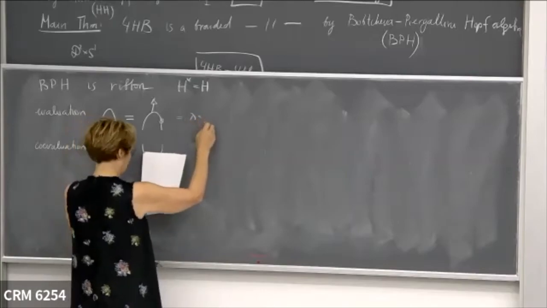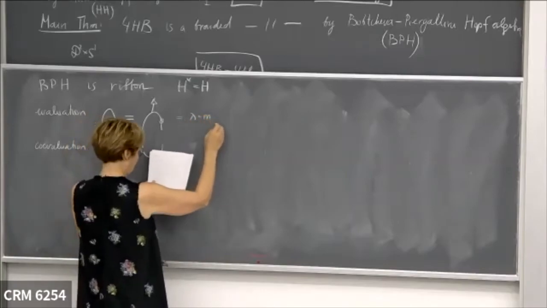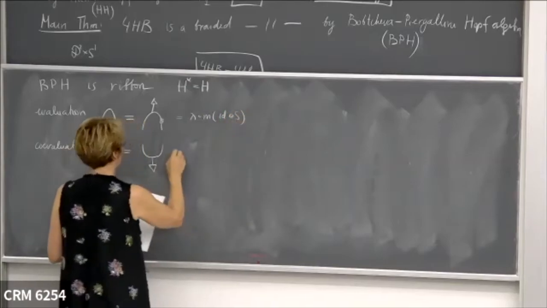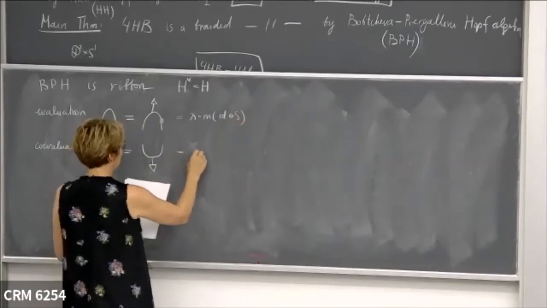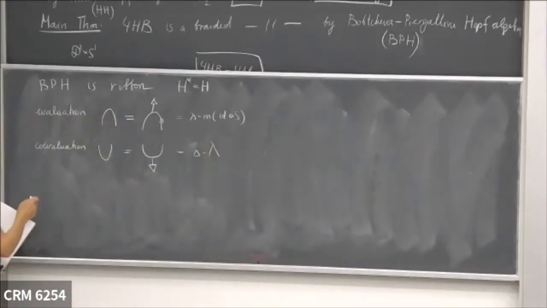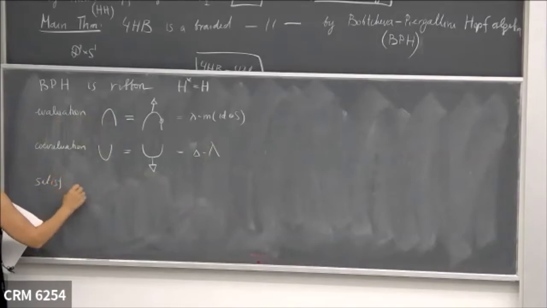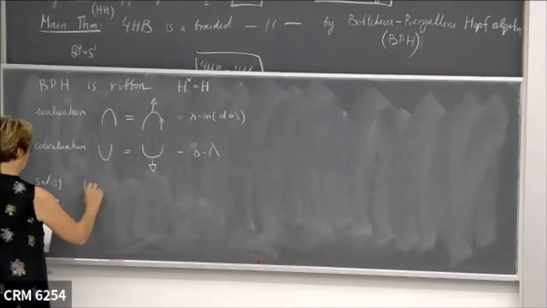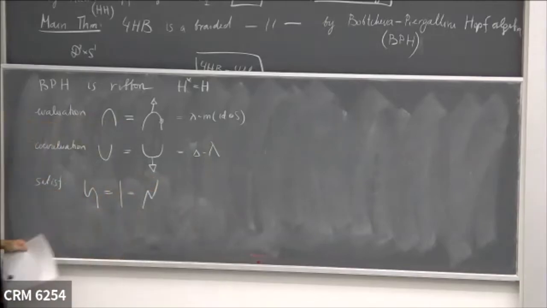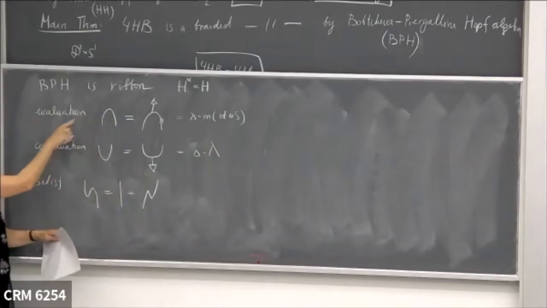I can also give you formulas if you wish. This is the multiplication of identity times S. And this is delta applied to the co-integral. And they satisfy this zigzag relation. If you take the zigzag, it's the same as that one. So it's really non-degenerate.